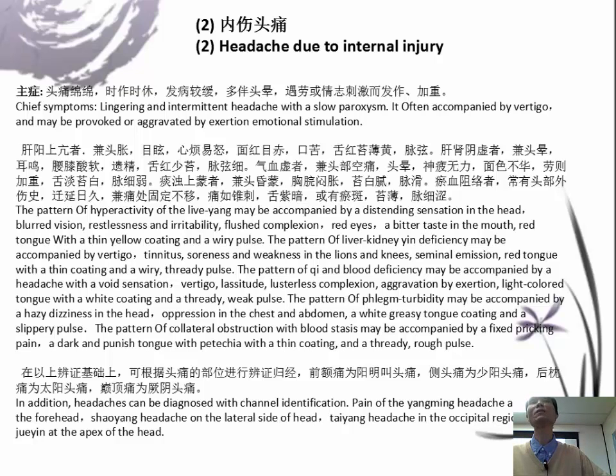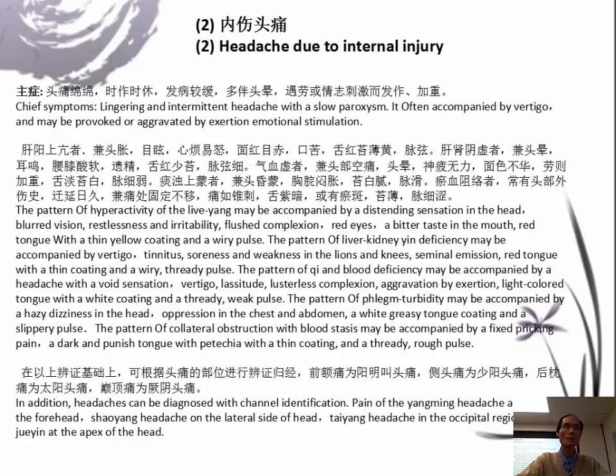Why are we saying qi deficiency? Because qi is the leader of the blood, while the blood is the vessel of the qi. So if there's no qi, the blood cannot go up into the head, right? It cannot reach the brain, and then the headache will result.